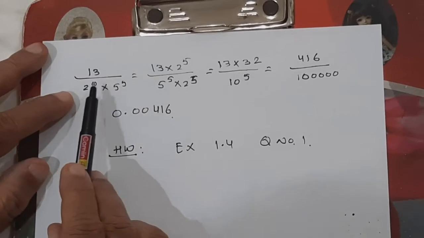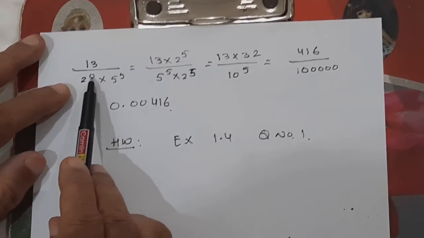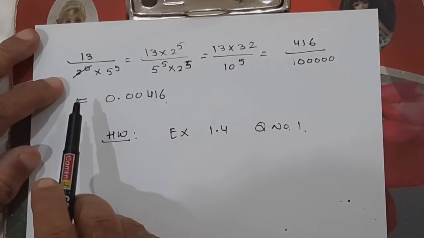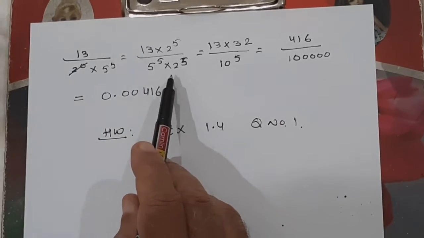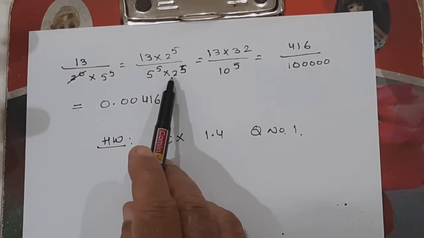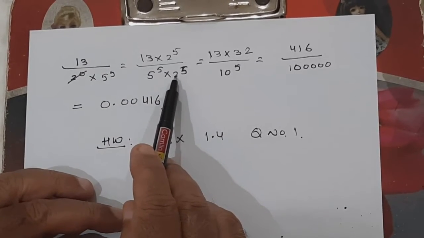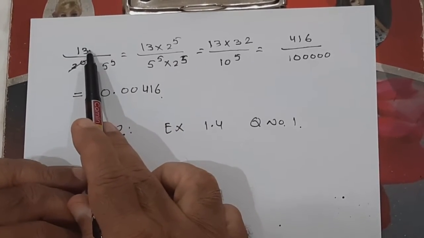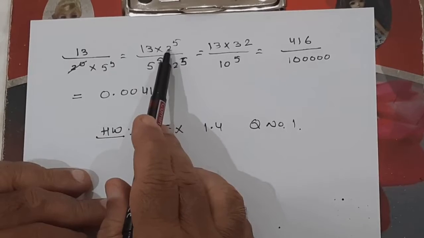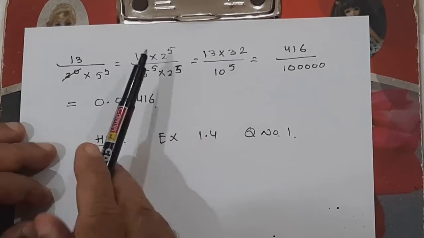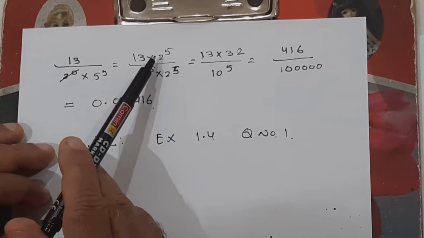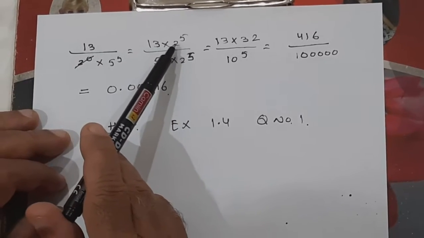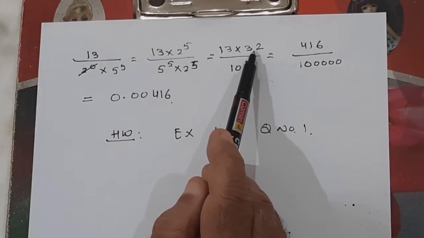See now. I have taken the same question here. 13 upon 2 raised to 0 and 5 raised to 5. I mean 2 is not there only. Let us cancel it. Now I want to add 2. To get the decimal places, I have to add 2 here. So now what is the 5's power? 5's power is 5. So I will multiply the numerator and denominator by 2 raised to 5. See here I have multiplied up and down also. Now 2 raised to 5 means 2 into 2, 5 times, that is 32.